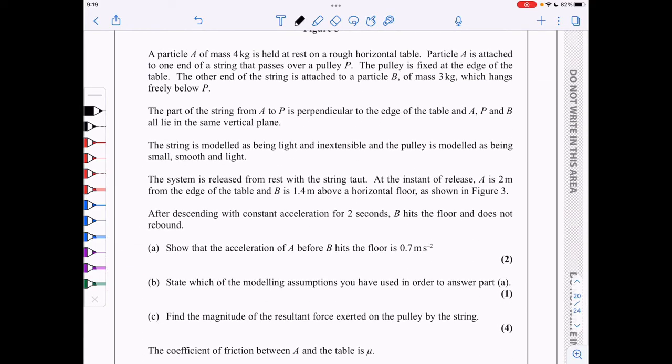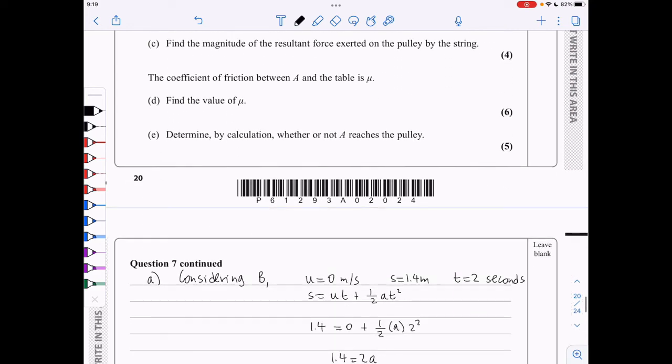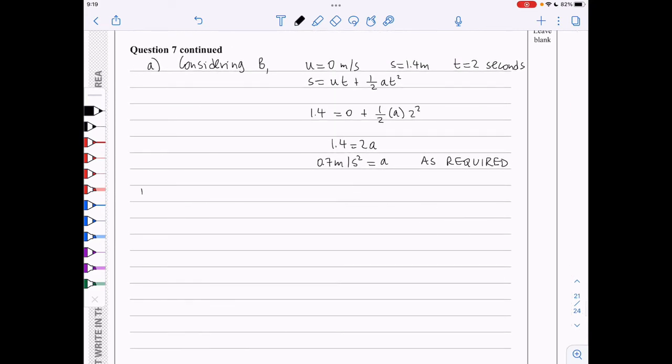In B, we need to state which of the modeling assumptions we have used in order to answer part A, and obviously it's the fact that the string is inextensible, and that's the reason that both particles have the same acceleration.